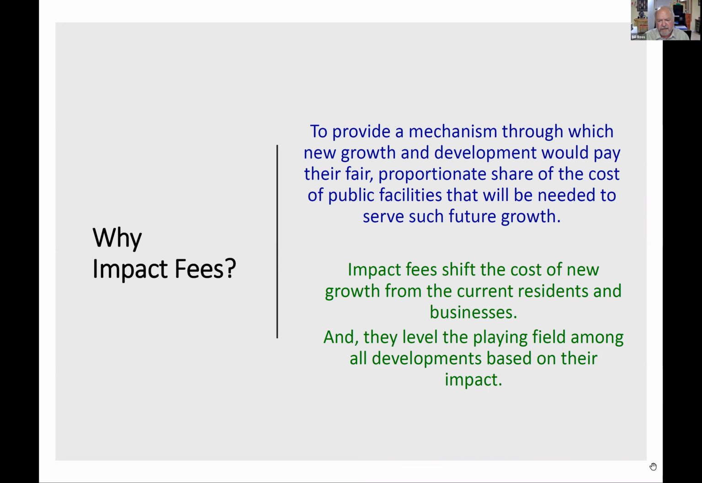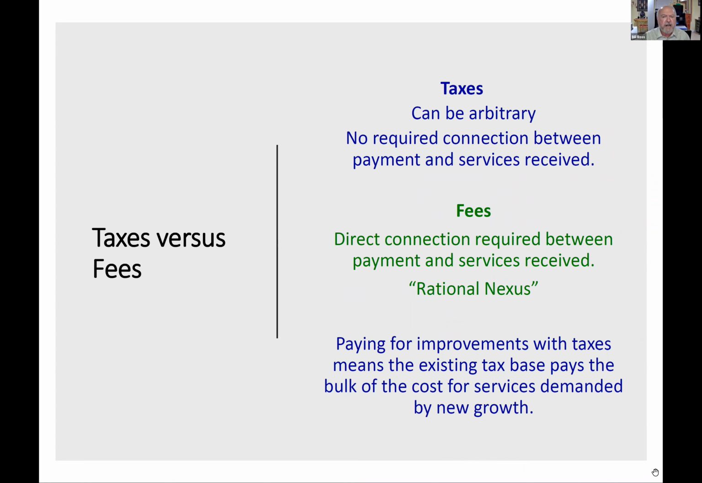Go ahead, Molly. So the idea is sort of level the playing field. Taxes can be just arbitrary. There's no connection between the payment and the services received. You've got to pay your school taxes, whether you've got kids in school, no kids in school, 12 kids in school, it doesn't matter. Your taxes are the same, but fees actually give you a direct connection between the payment and services, generally called the rational nexus.